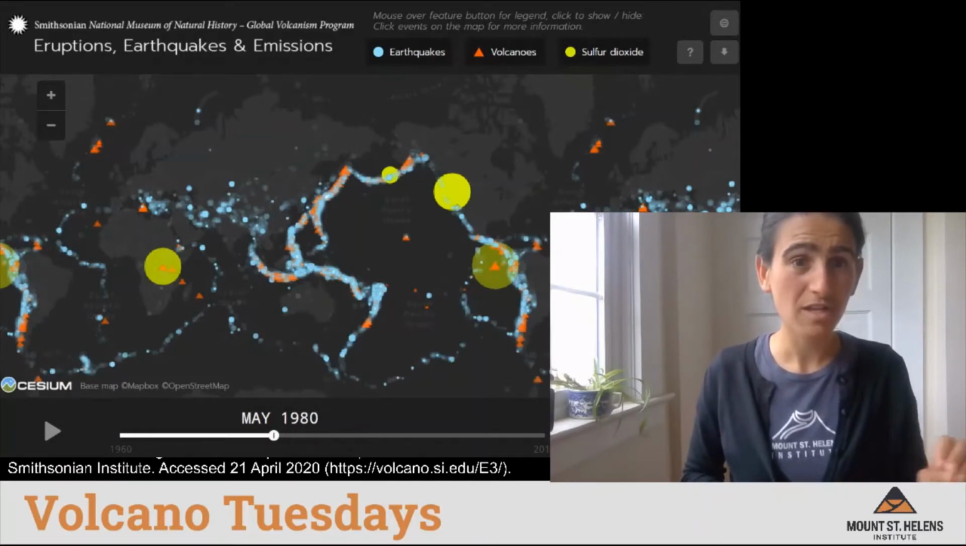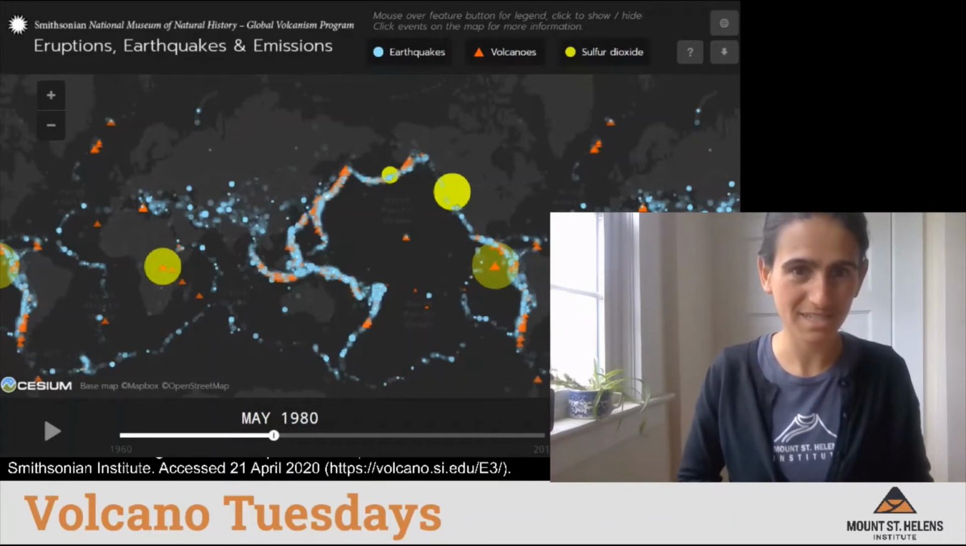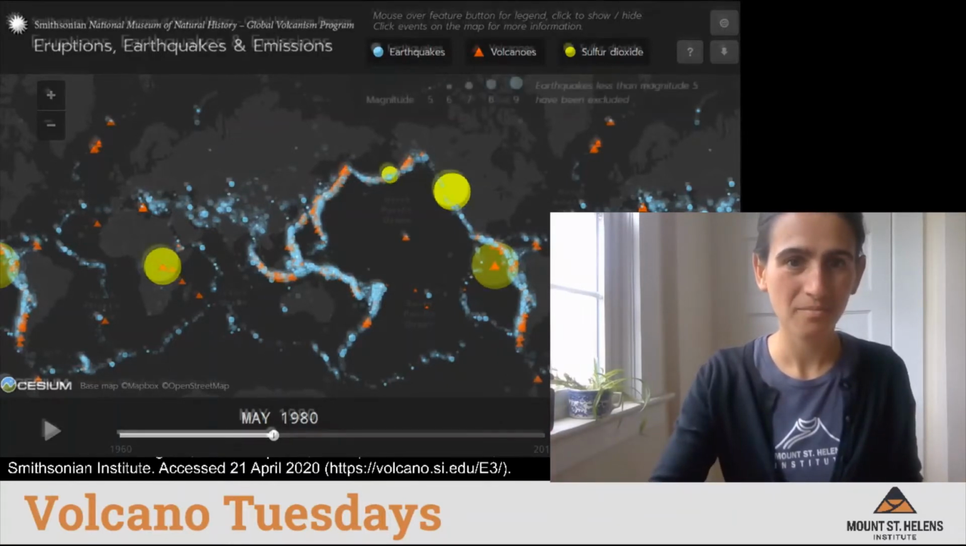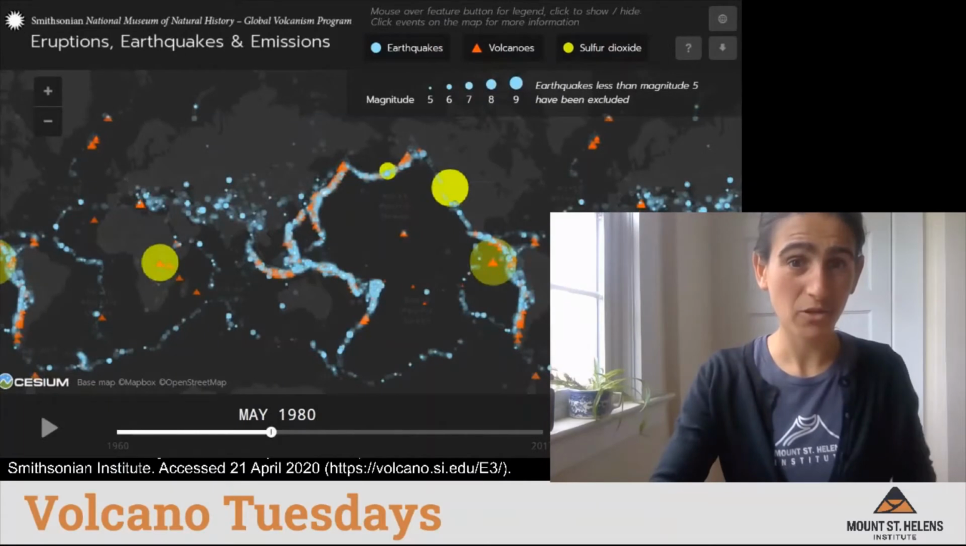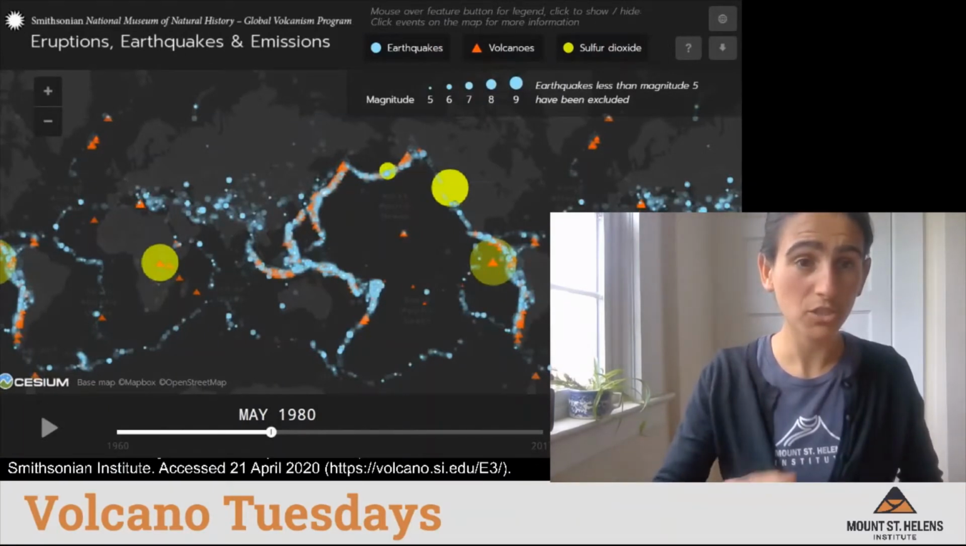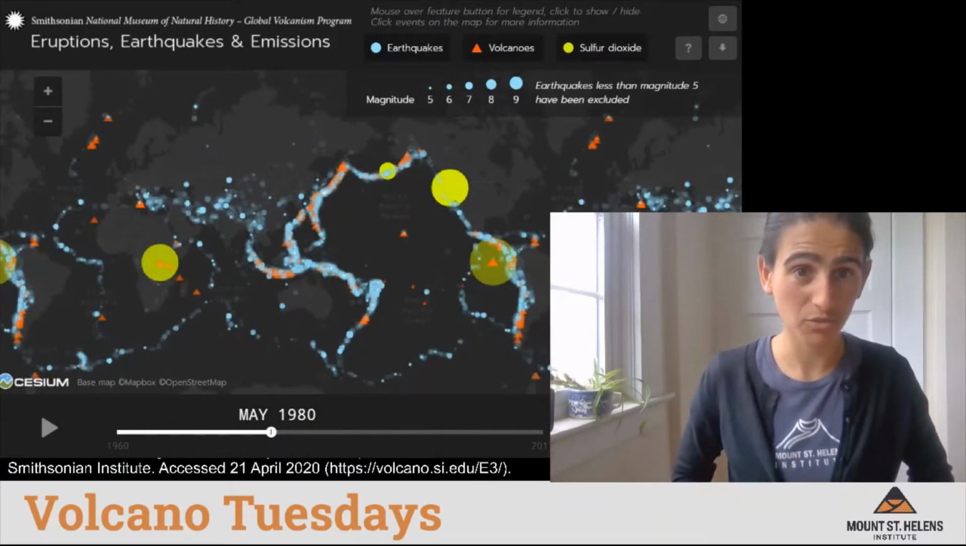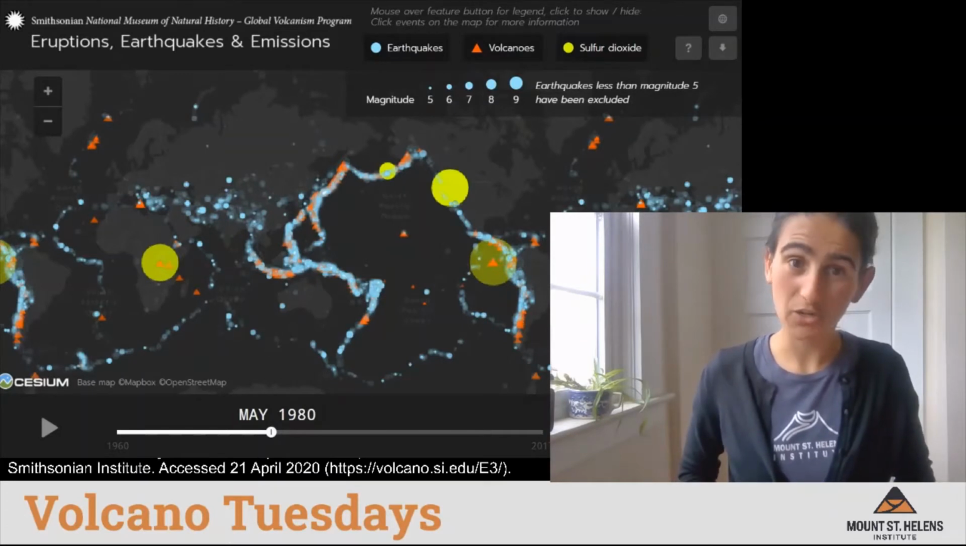First of all, the map is dark colored. So if we look at the map behind me, you can see the faint outline in gray of our present day continents. On this map, there are 3 different colors. You'll notice that one of the colors is blue. The blue circles represent earthquakes.